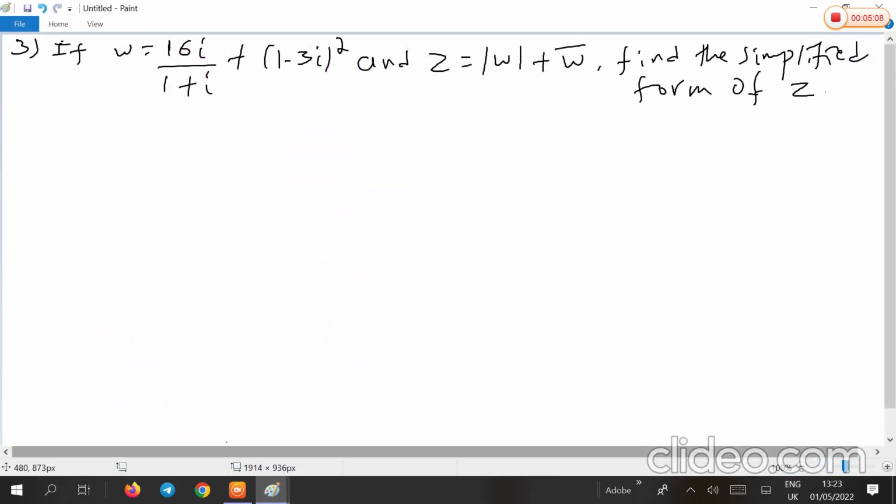The third question is: if w is 16i over 1 plus i plus 1 minus 3i the whole square, and z is the modulus of w plus the conjugate of w, then find the simplified form of z.